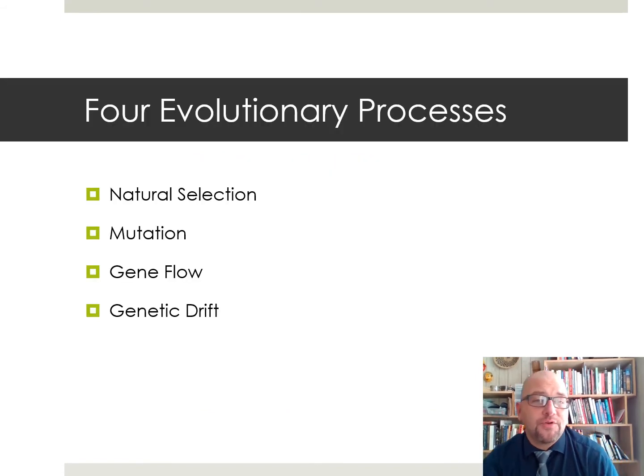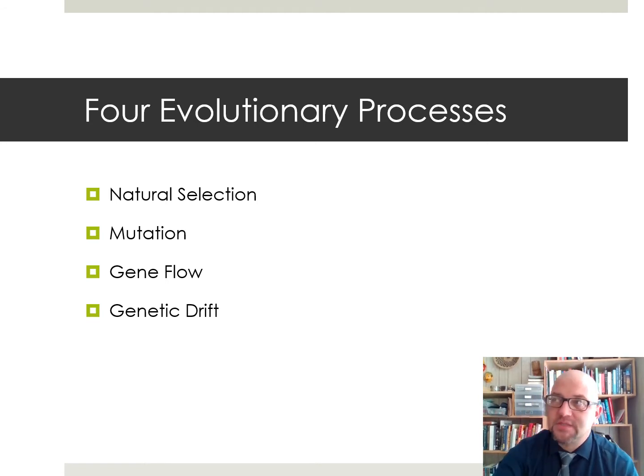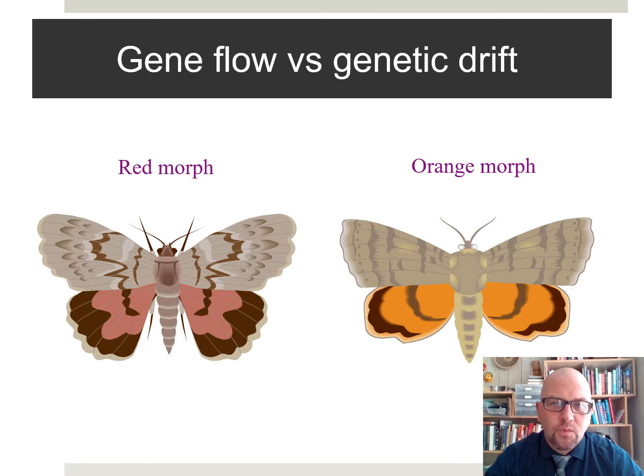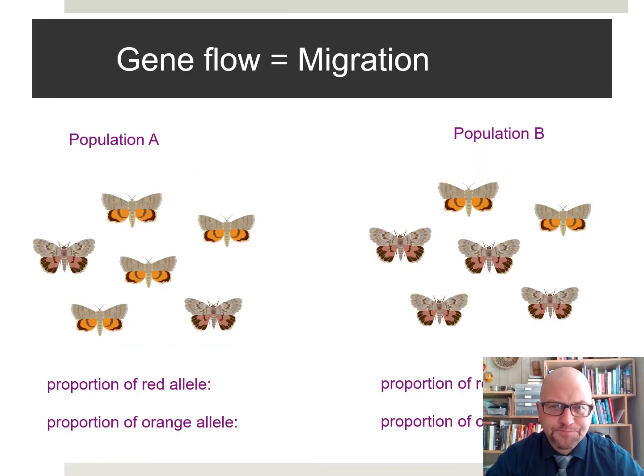So as I mentioned last time, there are these four evolutionary processes, and again, they're not the only four evolutionary processes. There are many others, things like sexual selection and stuff like that, which we'll talk about later. But I did want to talk about these again, just because I usually find that students still have a few questions on them, even after reading about them in the book. And so one of the things I want to talk about is gene flow versus genetic drift, right?